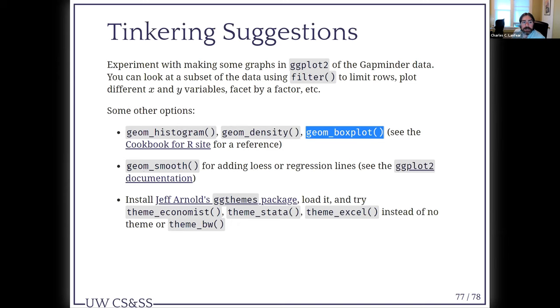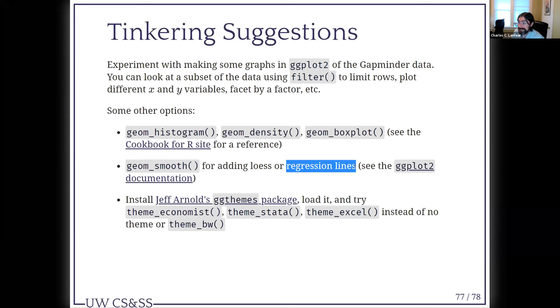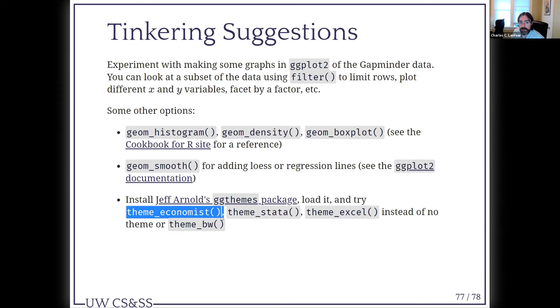Okay? You might do things like use geom_smooth to add LOESS smoothers like I showed, or to add regression lines, which I didn't show today. You might also do things like mess with different themes. Like a fun one is Jeffrey Arnold's ggthemes package, which adds themes to make it look like something from The Economist, the magazine, Stata, if you want to make it look like ugly Stata plots, Excel plots, if you're, like I said, masochistic. You can do all sorts of different things.